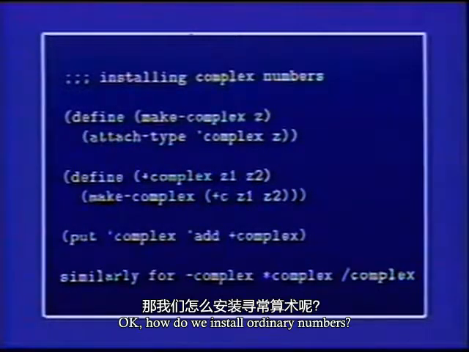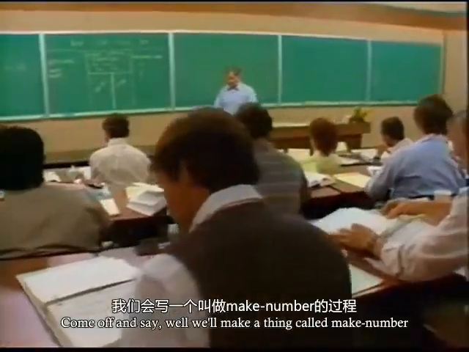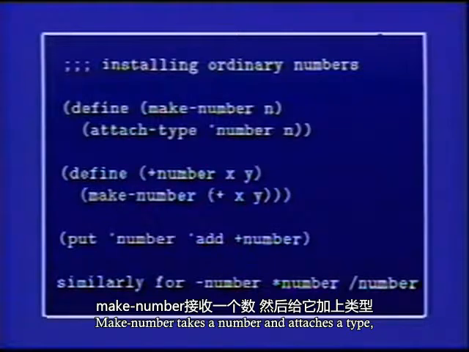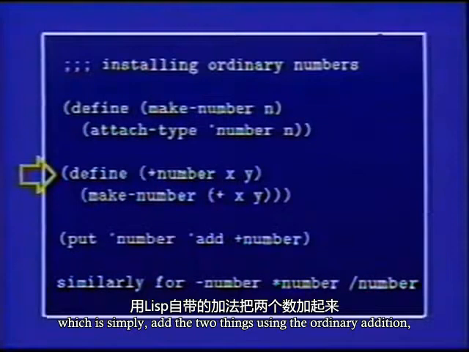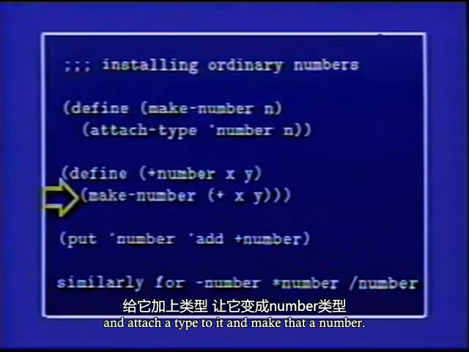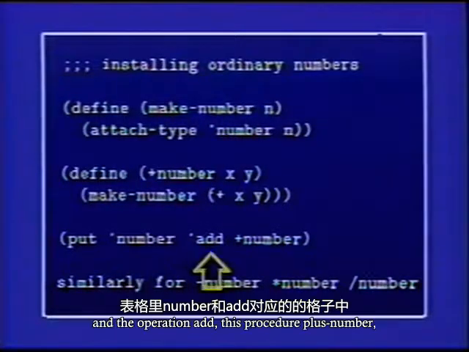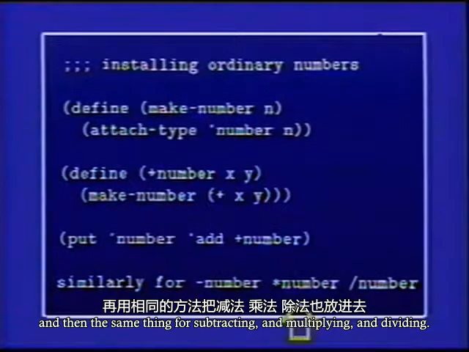Okay, how do we install ordinary numbers? Exactly the same way. We'll make a thing called make number. Make number takes a number and attaches a type, which is the symbol number. We build a procedure called plus number, which is simply add the 2 things using the ordinary addition, because in this case we're talking about ordinary numbers, and attach a type to it, make that a number. And then we put into the table under the symbol number and the operation add this procedure plus number. And then same thing for subtracting and multiplying and dividing.